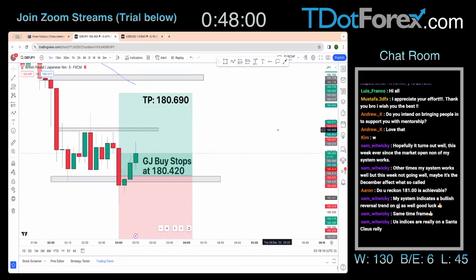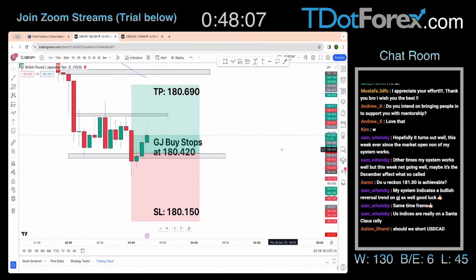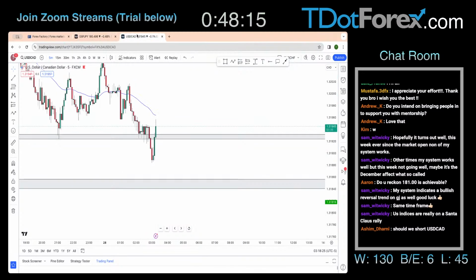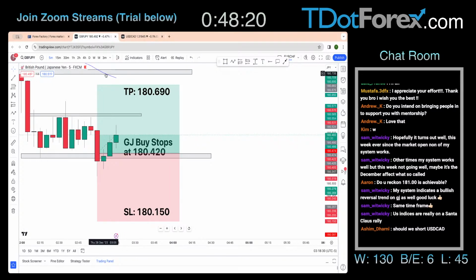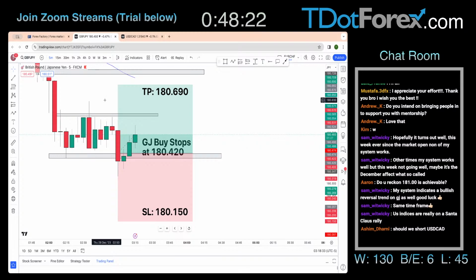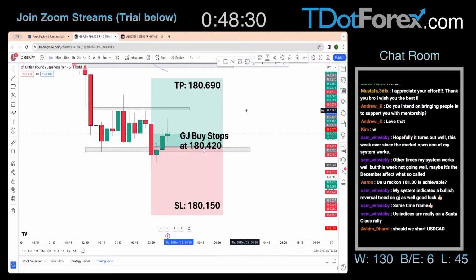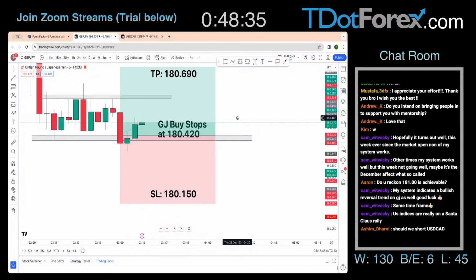US indices are really on a Santa Claus rally. Yeah, for me personally, again, I don't bother with any of the indices. I've had my run. And yeah, just stuck with these two pairs. And since then, I've had immense success with these two pairs alone. So for me, again, I focus on what I'm winning at. With the journaling that I've done over the course of the years, these two pairs were definitely something that I've had a high win rate with, and I still do, and I'm sticking with that.